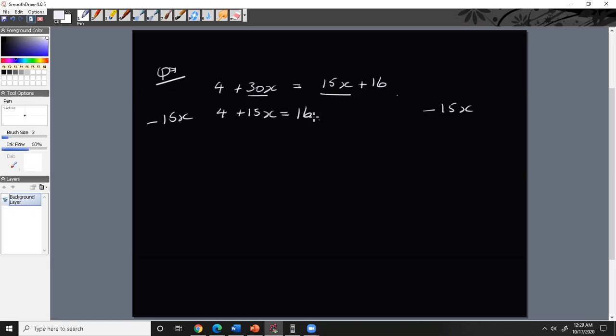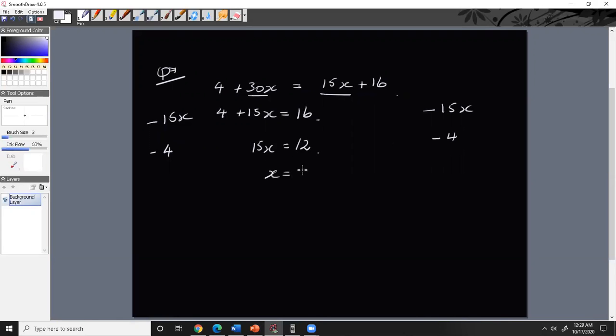Okay, the next one then is question 7 in our list that we started with. So we've got 4 plus 30x is equal to 15x plus 16. We're going to take away the smallest number of x's, so that's minus 15x from both sides. So you're going to have 4 plus 15x is equal to 16. And we're going to subtract 4 from both sides, which is just going to leave us with 15x is equal to 16 minus 4 is 12.